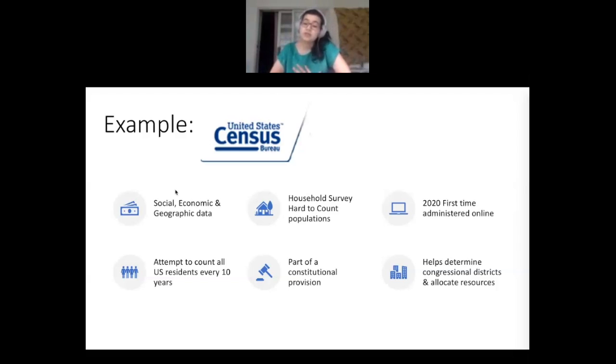And it helps determine congressional districts and allocate resources, so it sort of helps federal spending allocation. It's dependent on the population data that the census develops. And a lot of demographic, economic, and social data that scientific researchers depend on are based off of the census.